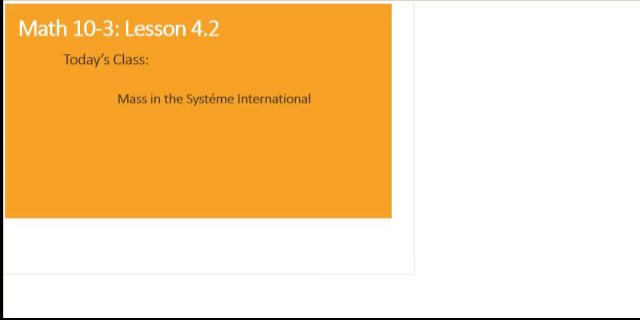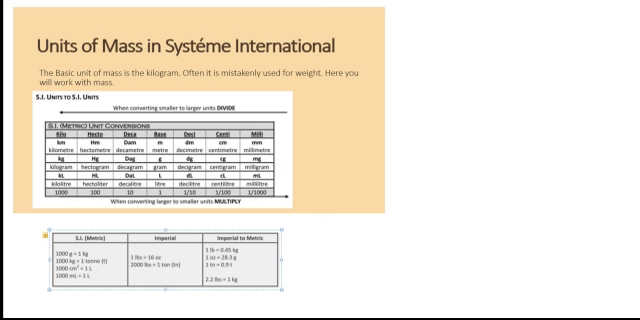This is Math 10-3, Lesson 4.2. We're going to look at mass in the Systeme Internationale, or the SI system, or the metric system. So, in the metric system, our basic unit of measure is kilograms.